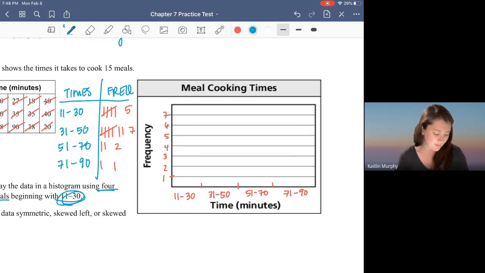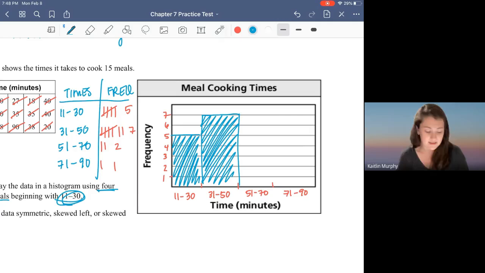All right, so I'm ready to draw my boxes. For 11 to 30, there were 5 meals that took between 11 and 30 minutes. That's awesome because I would cook those because I'm lazy. 31 to 50 is going to go up to 7. There were 7 meals. 31 minutes still isn't that bad. At least that's less than an hour.